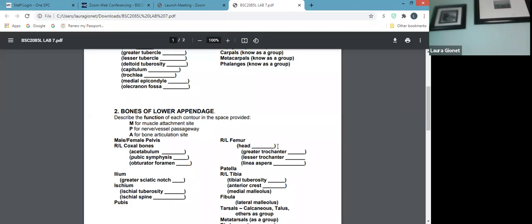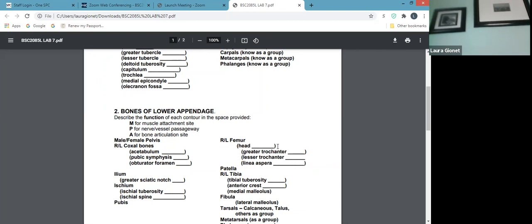Above that, between the ischial tuberosity and the greater sciatic notch, is a smaller, sharper piece of bone that falls away. So it's a sharper, smaller little piece of bone, and that's your ischial spine, and that too functions as M for muscle attachment.